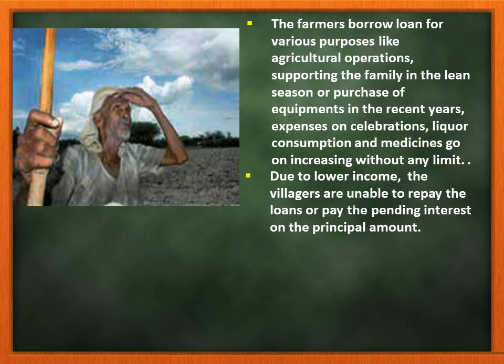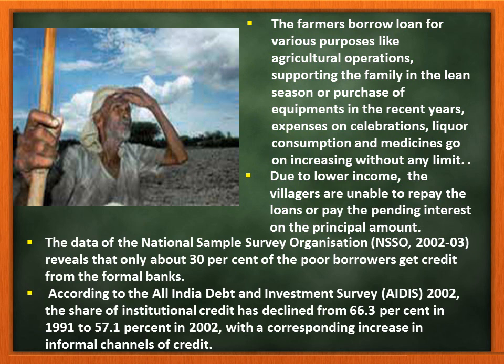Listen, the farmers borrow loans. The farmers get a loan or money for various purposes like agricultural operations, supporting the family in the off season, purchase of equipment, and in recent years expenses on celebrations like Diwali, Pongal, etc., liquor consumption, everyday evening they need liquor to drink, and medicines for everyday life, and everything goes on without any limit.